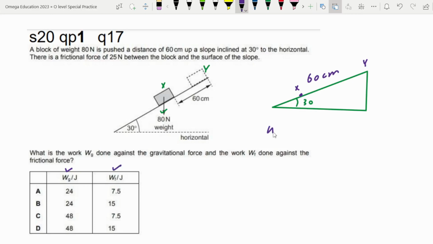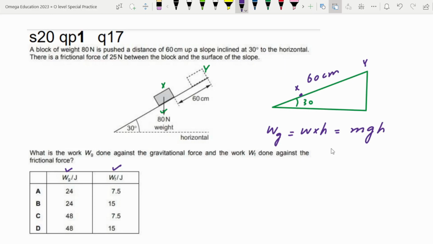So the work done against gravity would equal the product of the force and distance. Which force? The weight times the distance. Which one? The vertical distance. Or basically we're using the formula mgh. When an object is lifted to a certain height, the work done against the gravitational force to bring it to that point equals the increase in potential energy.